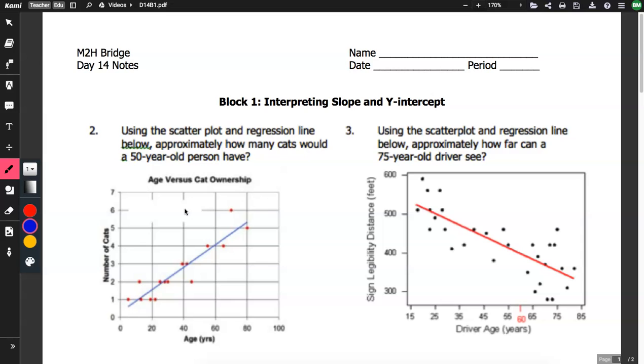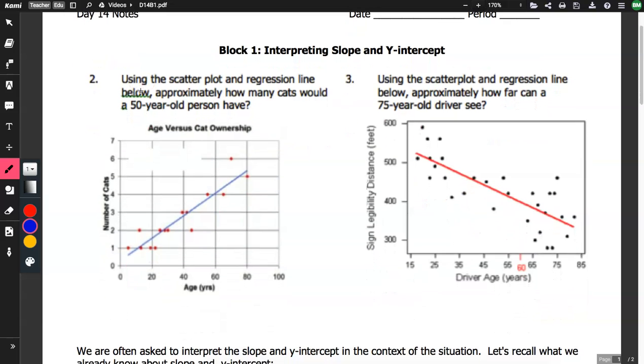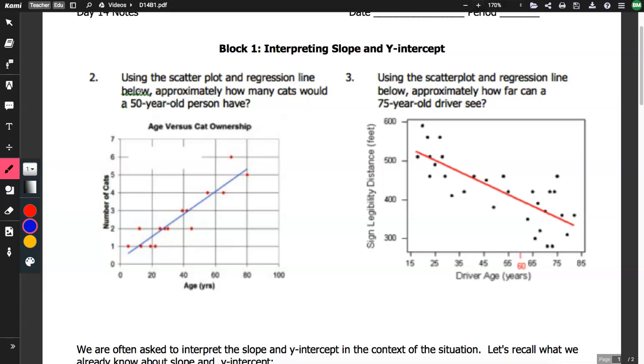So we'll get started with block 1, interpreting slope and y-intercept. These first couple problems here, I'd like you to try them on your own. They're both just asking you to use the scatter plot and the regression line that's been drawn on there to make some approximations. So see if you can do each of those and then I will go over them.